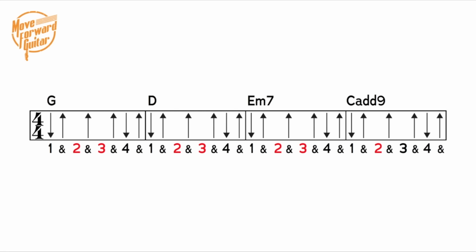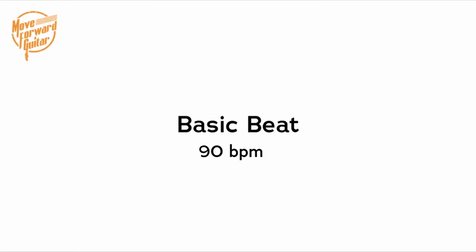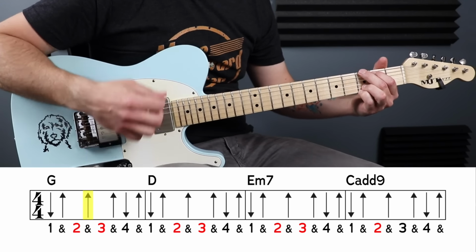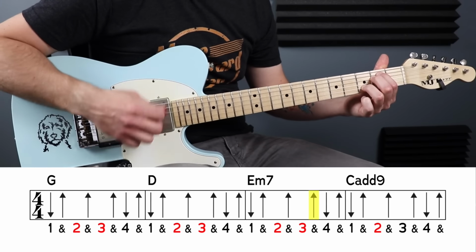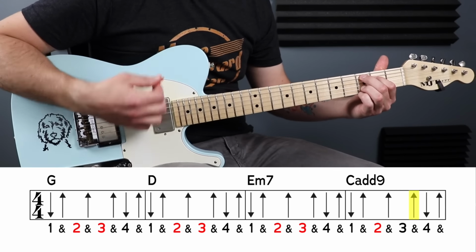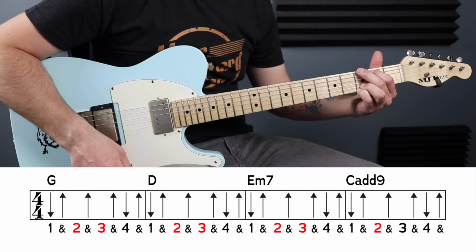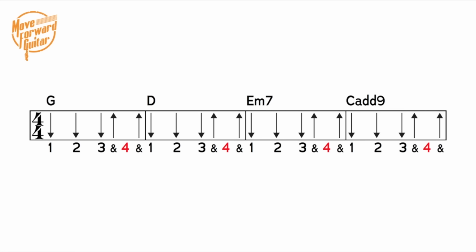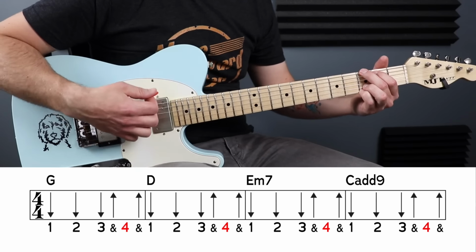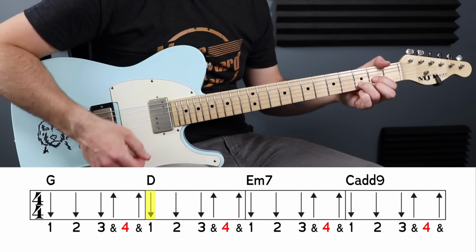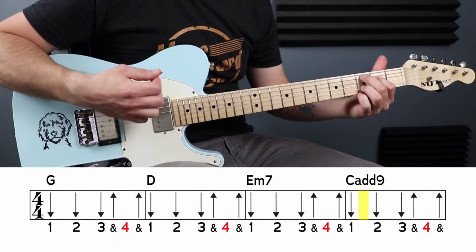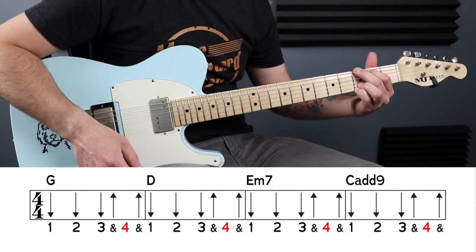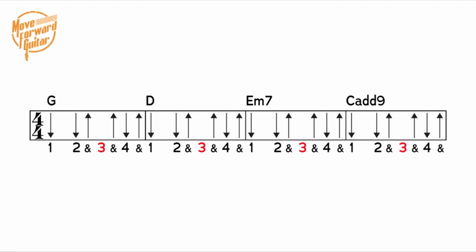Or here's the second one that we went over, this time again to the chord progression instead of just E minor. Here it is to the backing track. And here's the third one applied to the chord progression. And here's the fourth one applied to the chord progression.